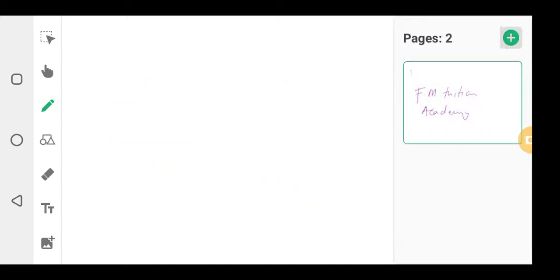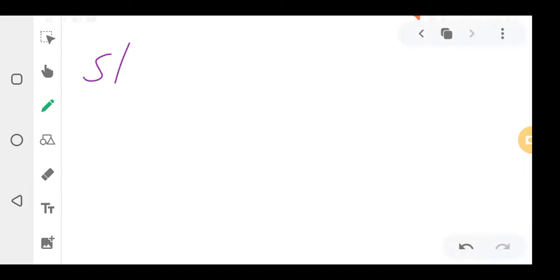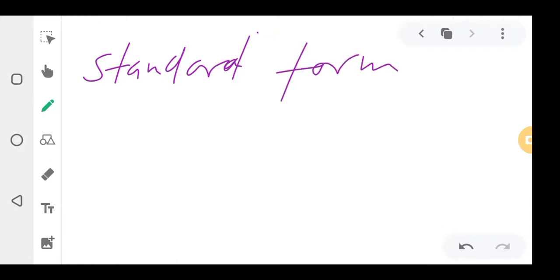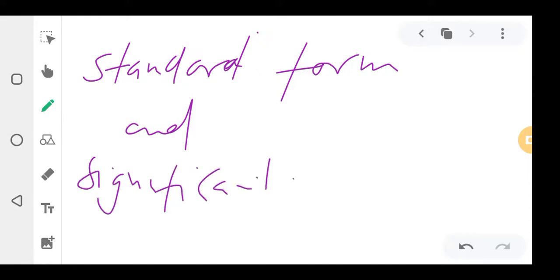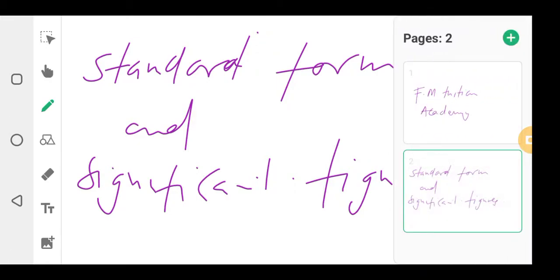Okay, today we'll be looking at standard form and significant figures so that you have an understanding on how to do them. I help you to understand standard form and significant figures, because they come in your exam and I notice that you're having problems with them.